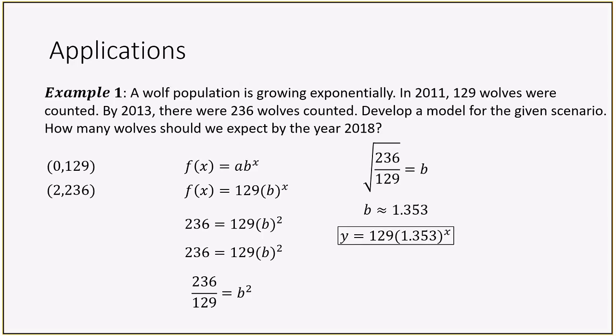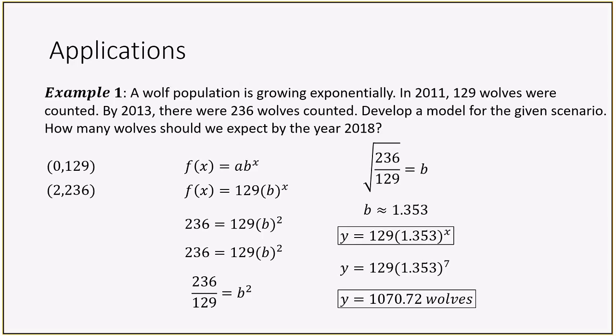Well, I know, again, my start date is 2011, so I'm going to use my model and plug in 7 for my x. 2018 is 7 years past 2011. And then I just go ahead and evaluate like I did on my last slide, and I would find that I get 1070.72 wolves.